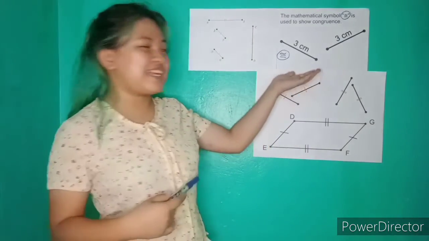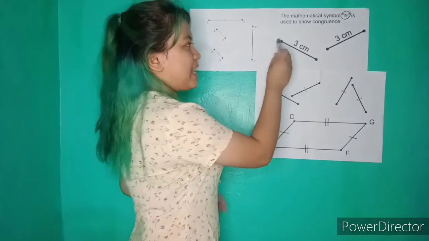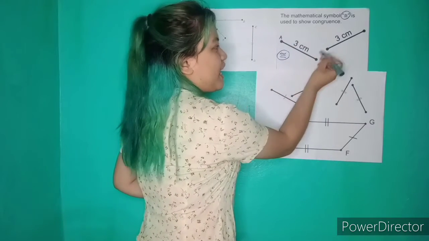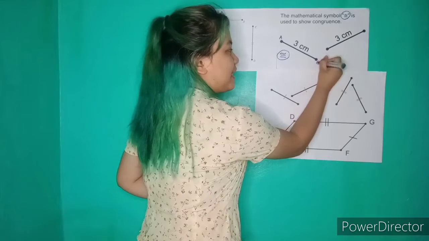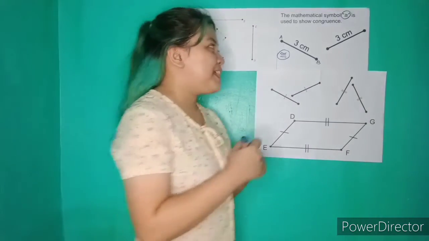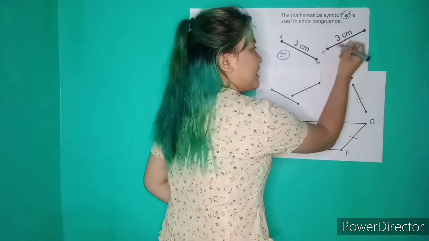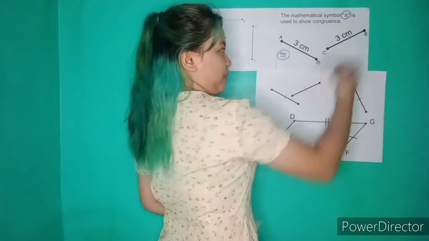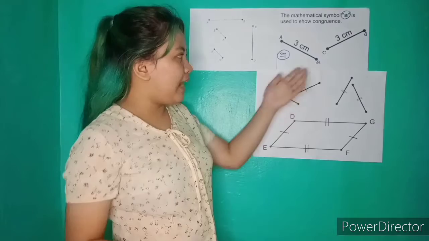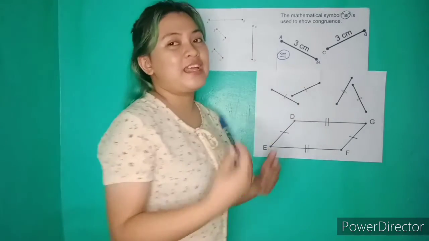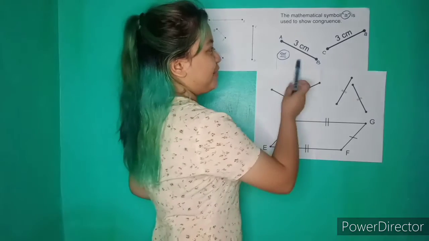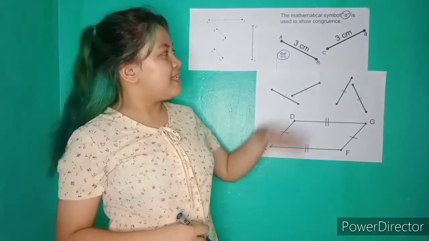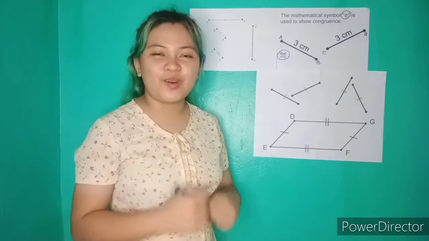So let us look at this example over here. We have two line segments. We're gonna name this one point A, and this one here is point B. The second line, we're gonna name as line segment CB. This is point C and this is point B. Let us look at the length of both line segments. We have here 3 centimeters and the other one is also 3 centimeters. Since they have the same length, they are congruent.